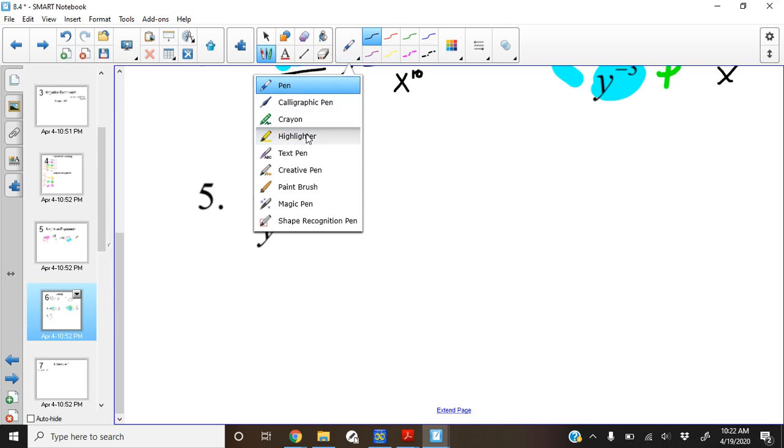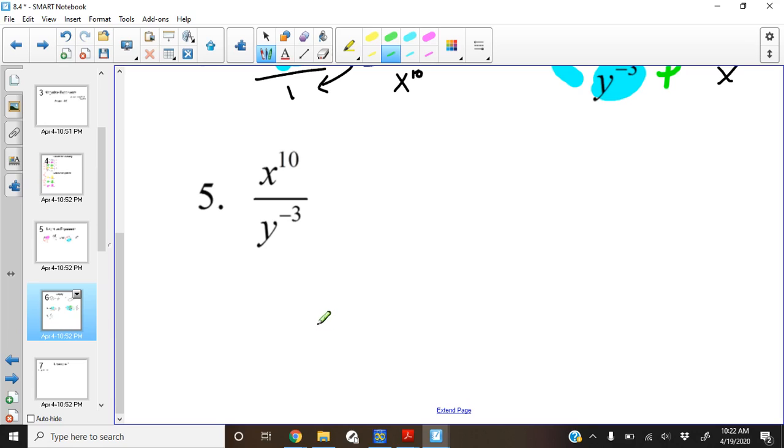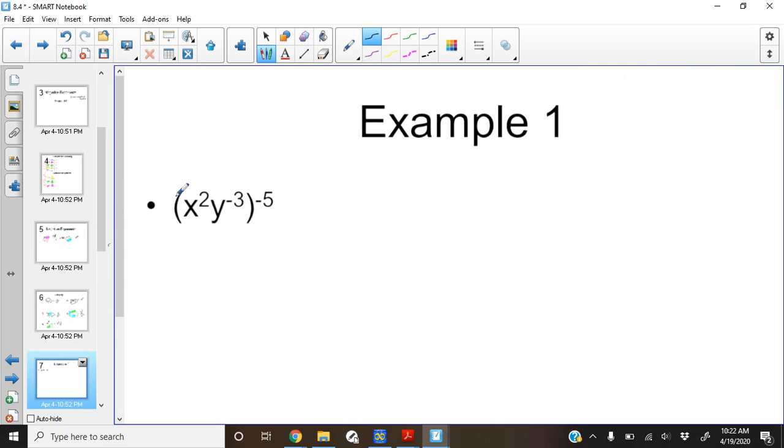Now this next one, which one has the negative exponent? Well, that's just the denominator of y to the negative 3. So then that has to come up to the numerator. And we keep x to the 10. Y becomes y to the third. Again, not the same base, so you can't combine them. So those are the answers for those 5 problems.